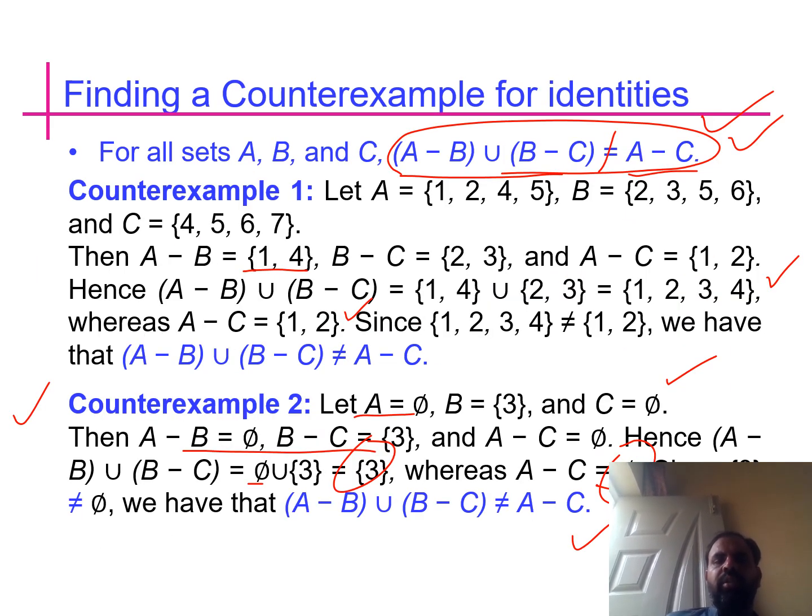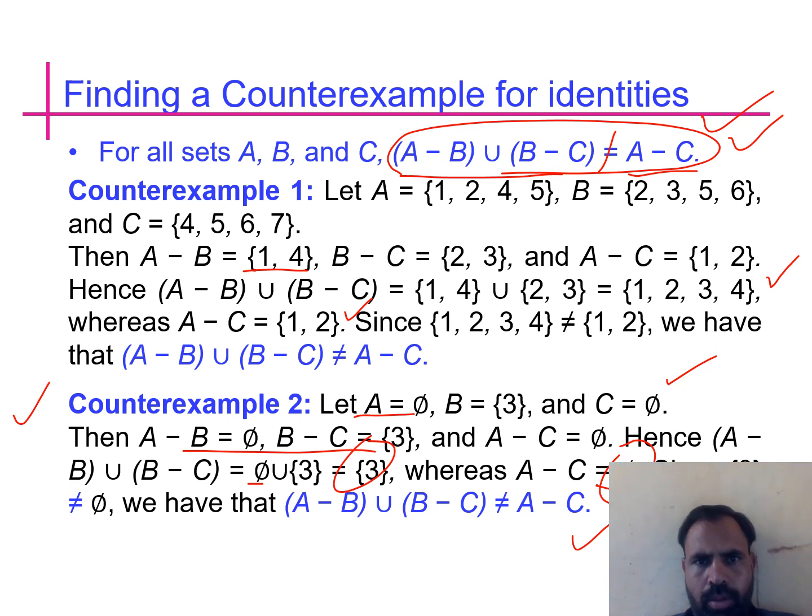Now we will discuss here about finding a counterexample. For all sets A, B and C, A minus B union B minus C is not equal to A minus C. Here is not equal, please correct it. Let A is equal to 1, 2, 3, 4 and B is equal to 2, 3, 5, 6 and C is equal to 4, 5, 6, 7.